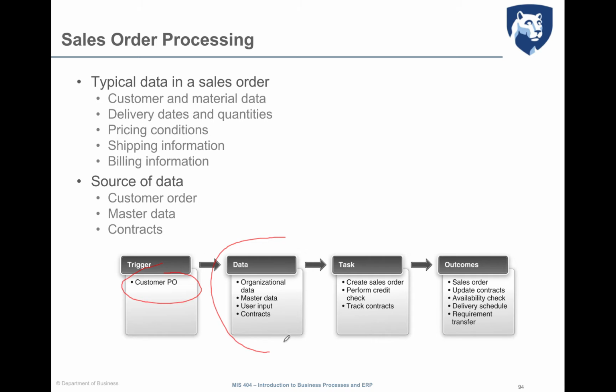So I need a lot of data to create a sales order, and the activities of this phase are essentially the creation of the sales order, performing the customer credit check, and we will analyze this in detail, and then tracking the contract. The outcomes of this phase are the creation of the sales order, the update of existing contracts, the availability check, so if some inventory changes need to be made at this level, the determination of the delivery schedule, and the requirement transfer to the other parts of the company.